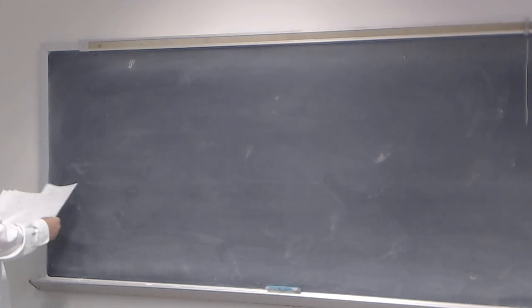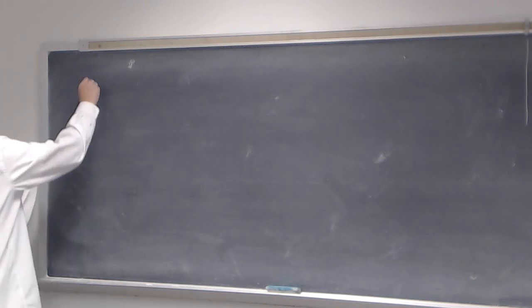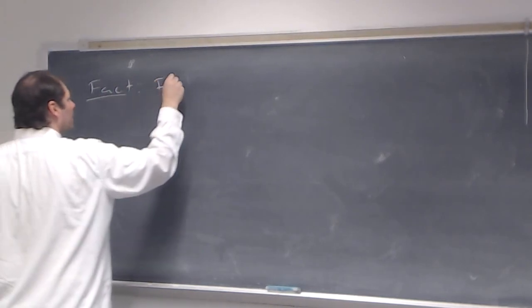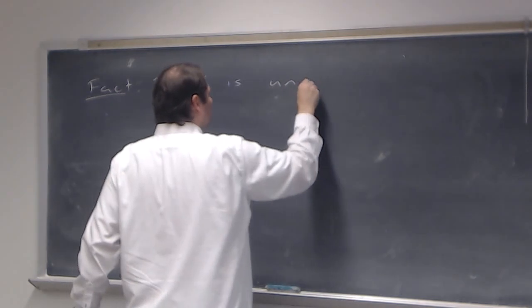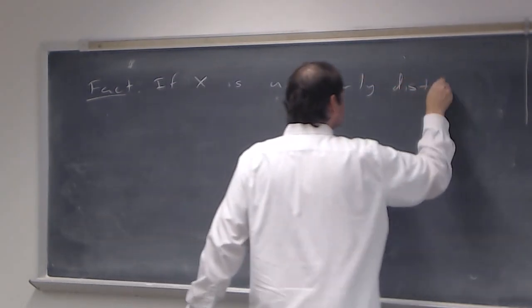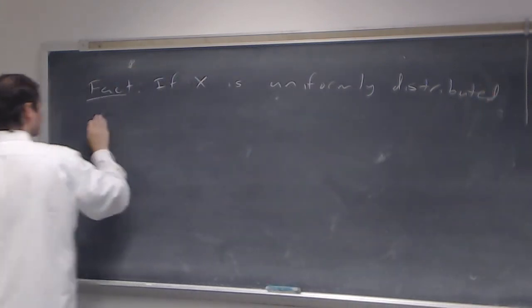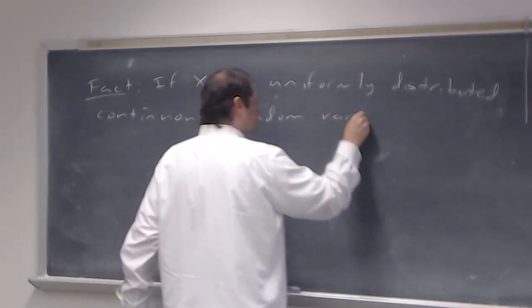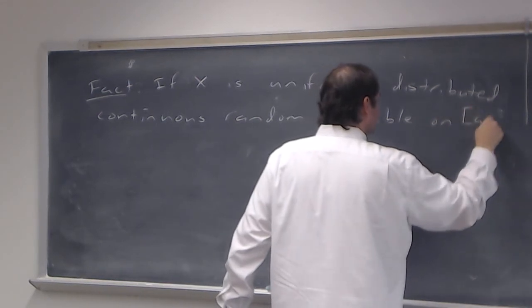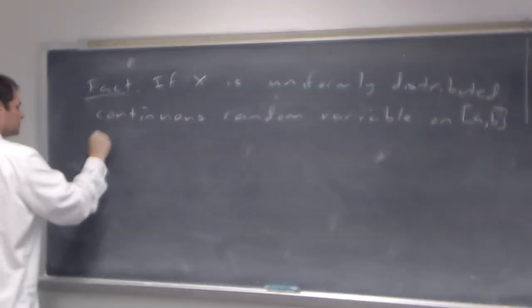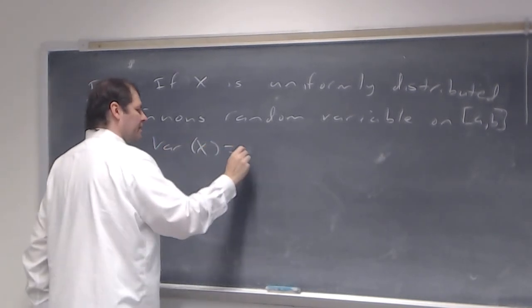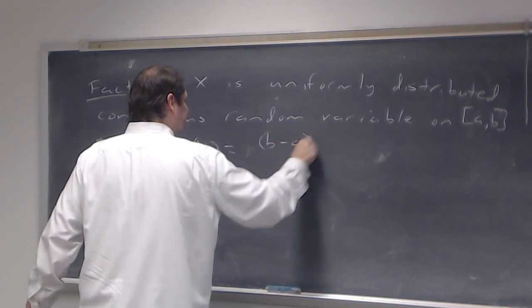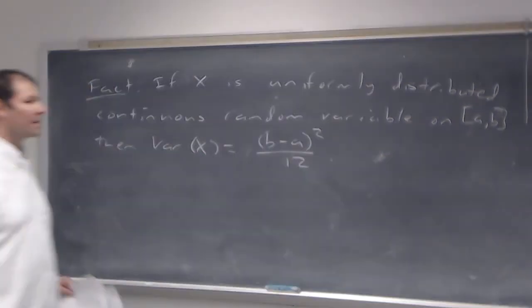So, as a fact, if x is a uniformly distributed continuous random variable on a to b, then the variance of x is equal to (b minus a) squared over 12. That's the fact that we have.